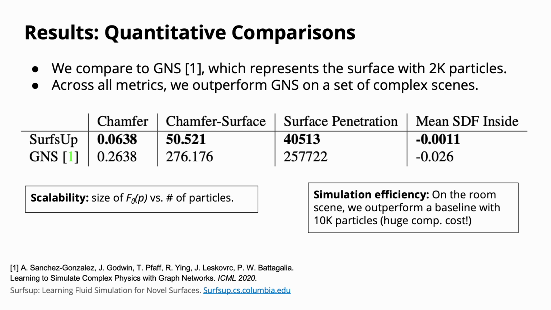Quantitatively, we compare to GNS, a state-of-the-art baseline which represents the surface with surface particles, on a set of complex scenes for which we train neural SDFs of objects. Across all metrics, we outperform GNS, so we have lower chamfer distance on the rollouts compared to the ground truth simulator, and also less surface penetration, so fewer particles penetrating inside the surface, which is a serious failure mode. We make two points. One is that our method is more scalable because we scale with the size of the SDF network instead of the number of particles. Our method is also more efficient because for the baseline there is a trade-off between performance and cost depending on the number of surface particles.